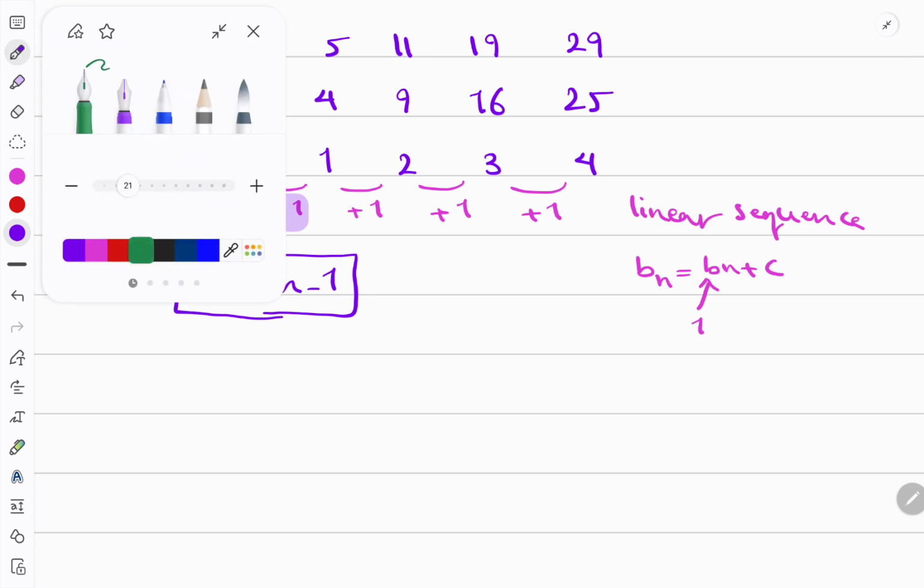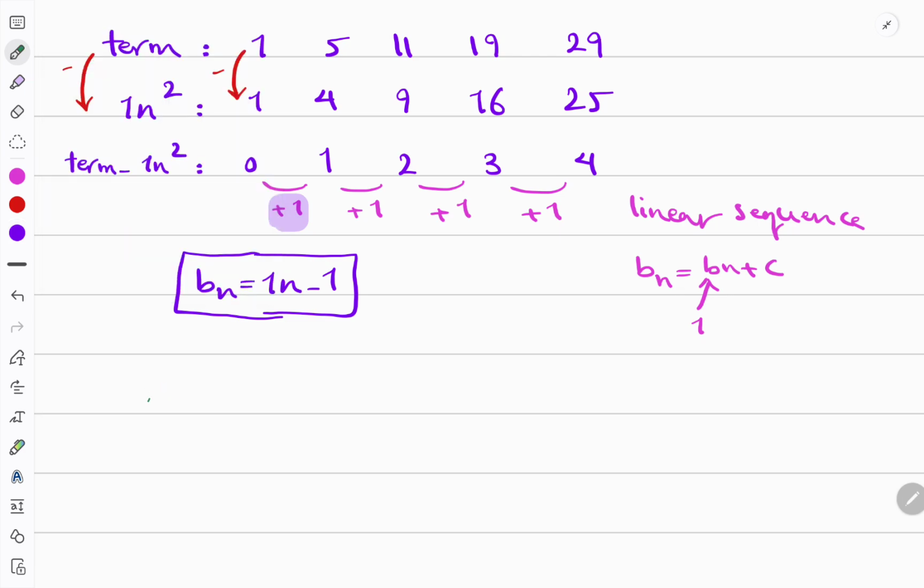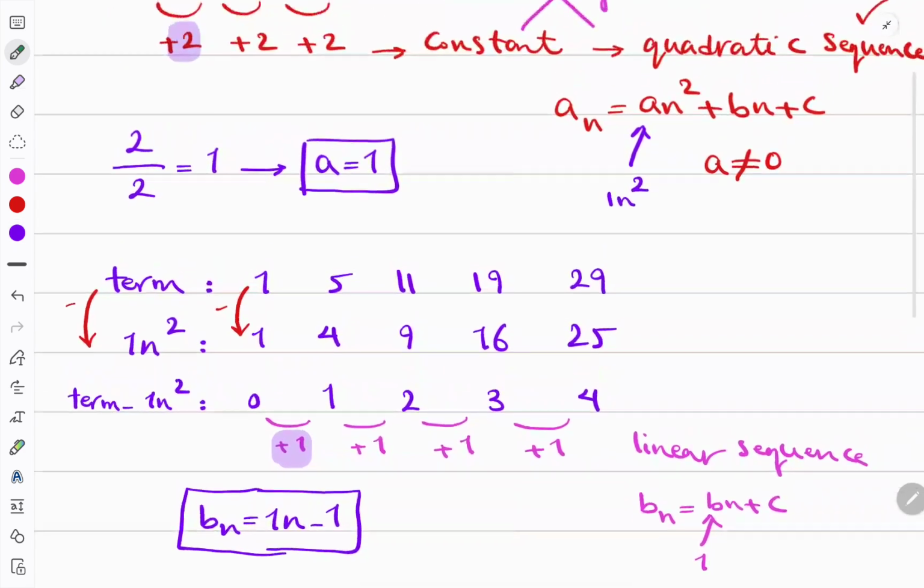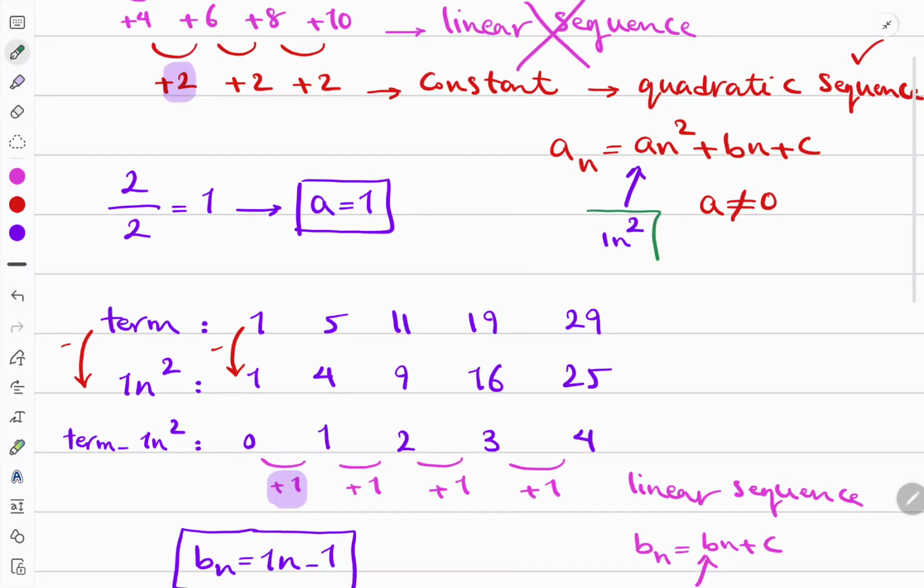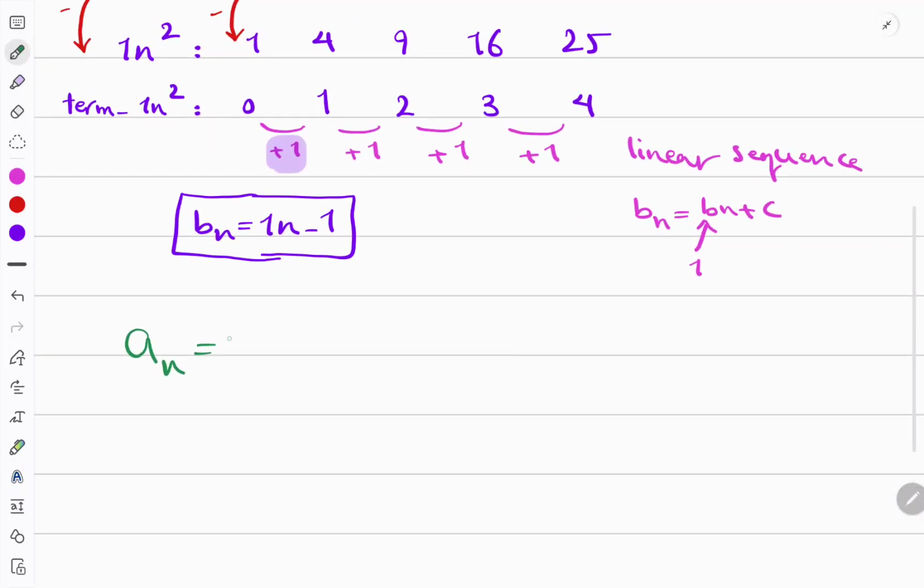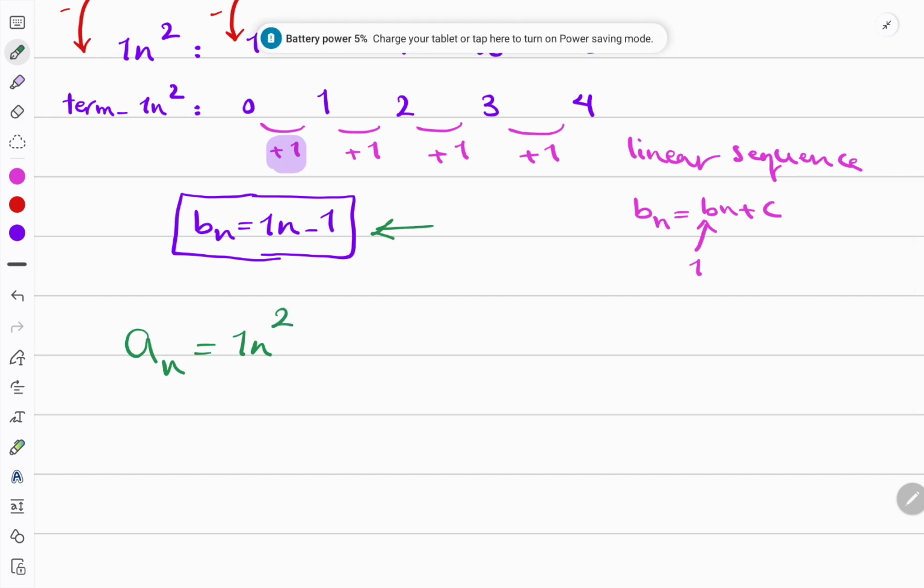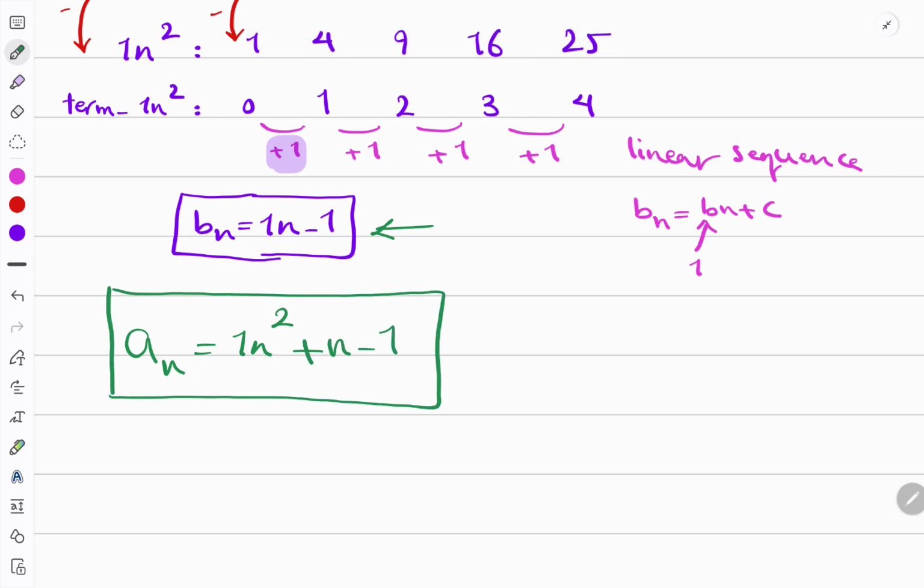And the only thing that we can do is to rewrite. a of n is 1n squared, the first part, and the second part is here, plus n minus 1. This is the nth term of the sequence.